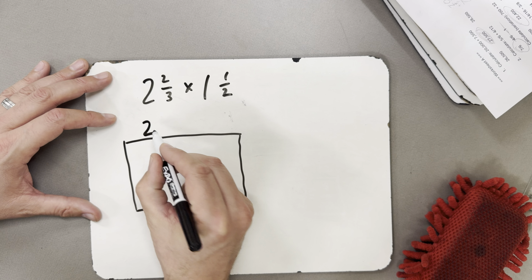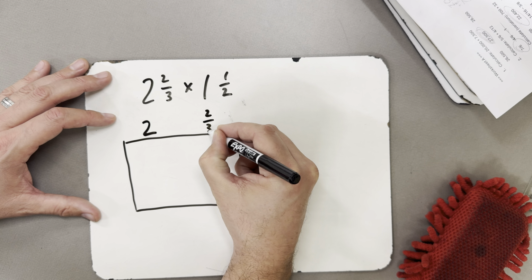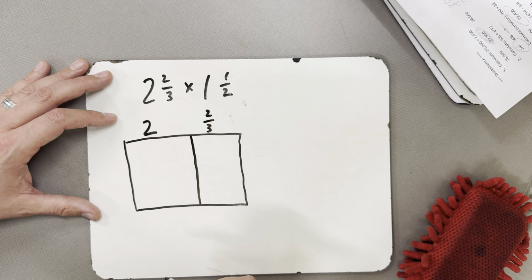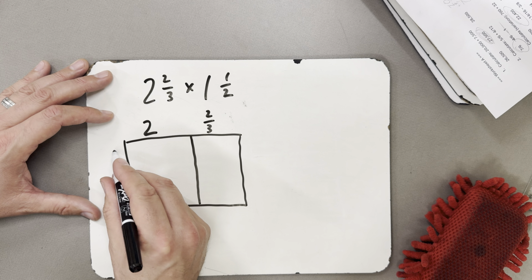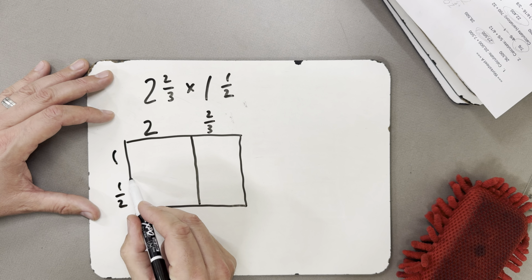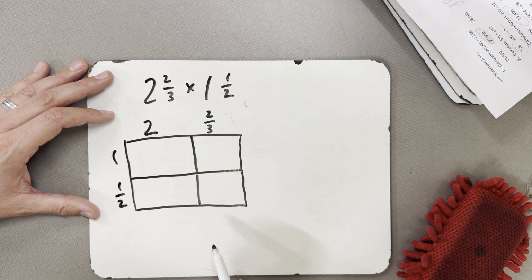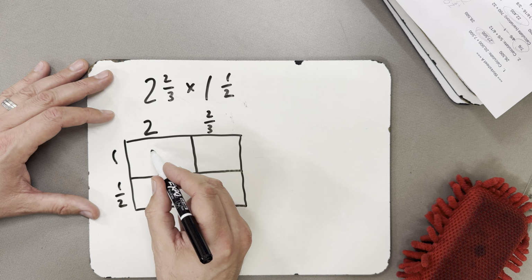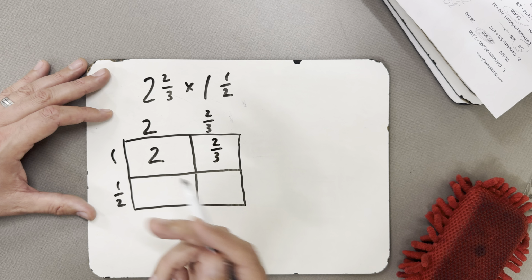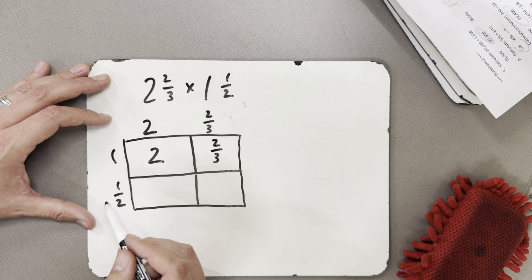Okay, so 2 and 2/3. I'm going to make my line here between the whole number and the fraction. 1 and 1/2. Again, cut between the whole number and the fraction. 2 times 1 is 2. I'm going to go a little faster now. 1 times 2/3 is just 2/3 because it's 1 time. All right, 2 times 1/2.